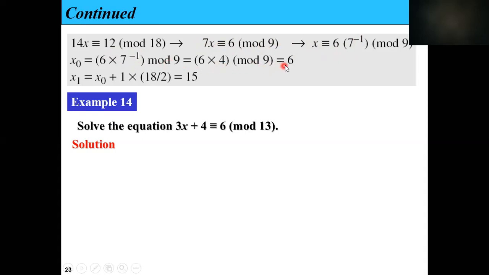In that case, we have 6 times 4 as a solution, and this will be x naught. Then x1 is x naught plus 1 times 18 divided by 2. In that case, the solution to this equation is 15.